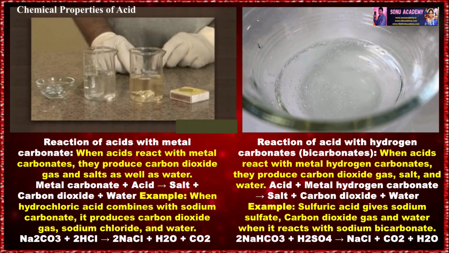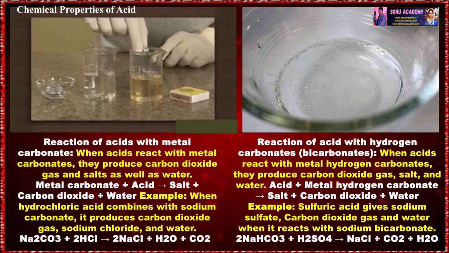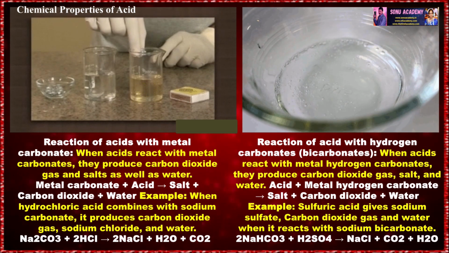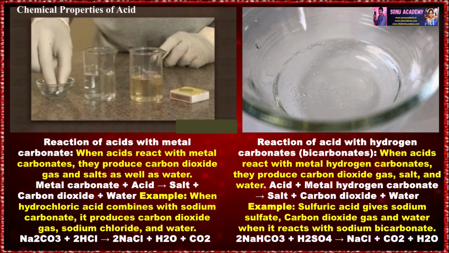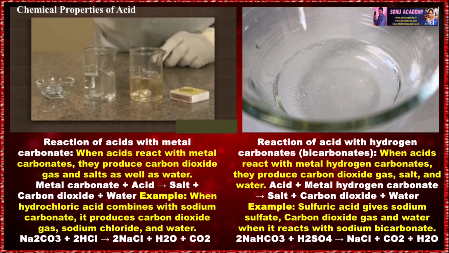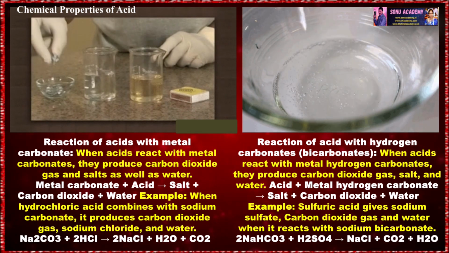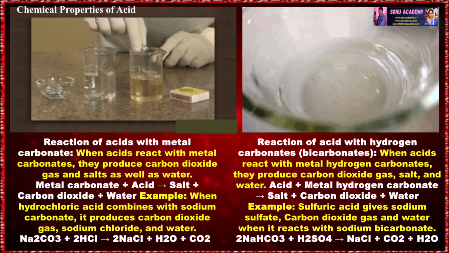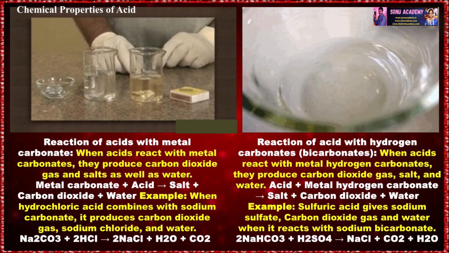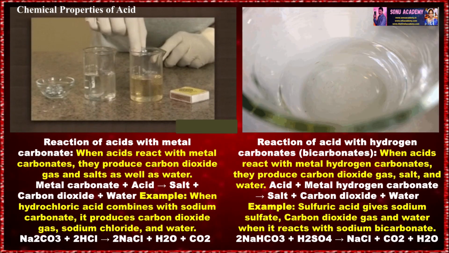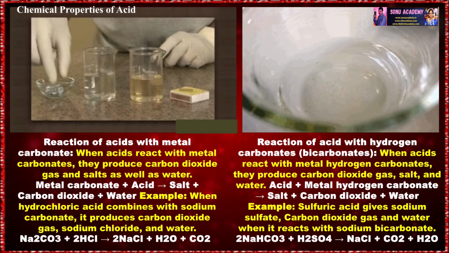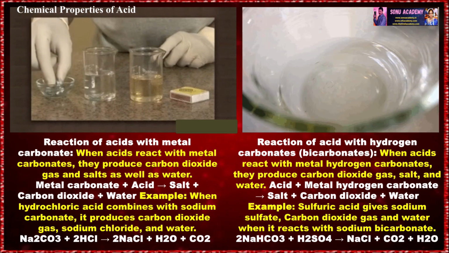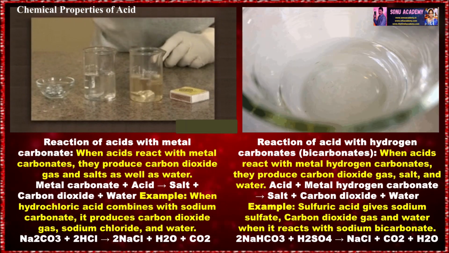Then, reaction of acids with metal carbonates. When acids react with metal carbonates, they produce carbon dioxide gas, salts and water. For example, hydrochloric acid combines with sodium carbonate. It produces carbon dioxide gas, sodium chloride and water. Reaction of acids with hydrogen carbonates or bicarbonates. When acids react with metal hydrogen carbonates, they produce carbon dioxide gas, salt and water. For example, sulfuric acid gives sodium sulfate, carbon dioxide gas and water when it reacts with sodium bicarbonate.